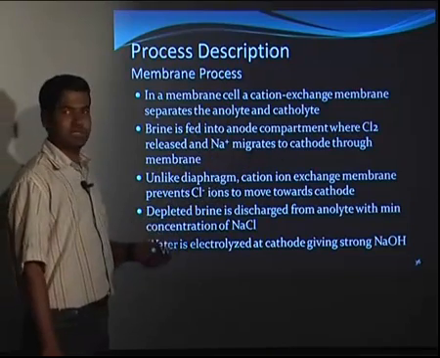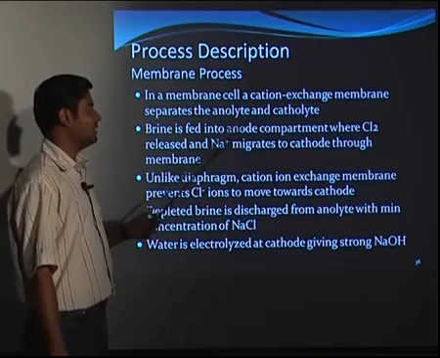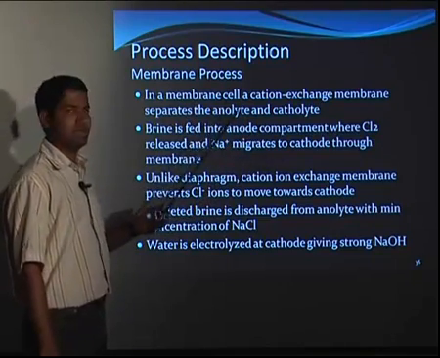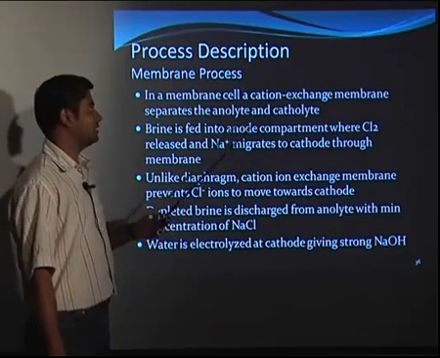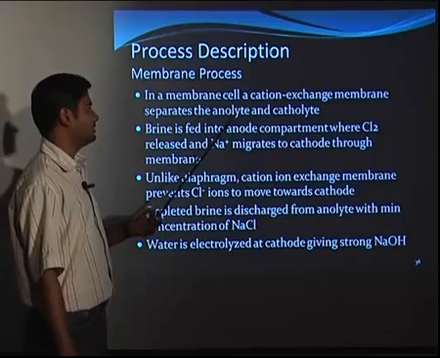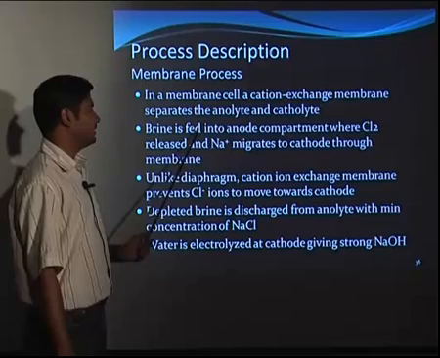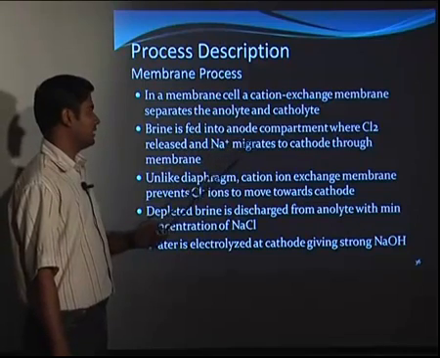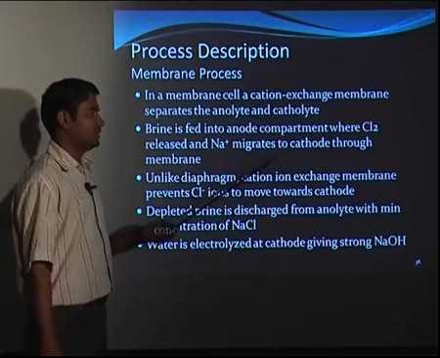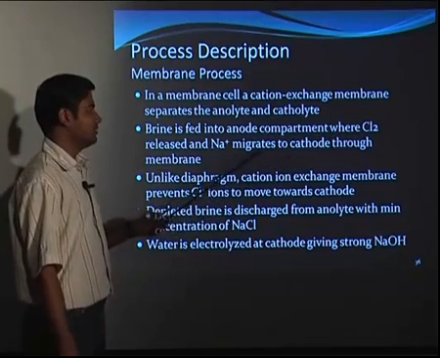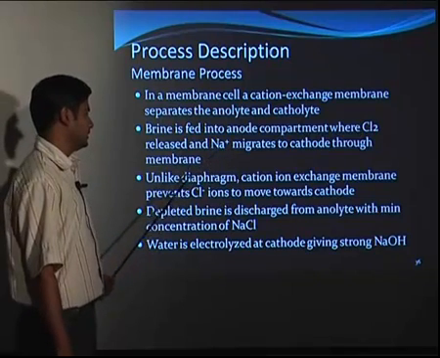Here, in the diaphragm process, we use asbestos to separate the two compartments. In this case, the membrane we are using is a cation exchange membrane that separates the compartments. The anolyte and catholyte are in two different compartments, and the brine is fed into the anode compartment where Cl2 is released, and the Na+ migrates to the cathode through the membrane. The membrane allows only Na+ to migrate through it.